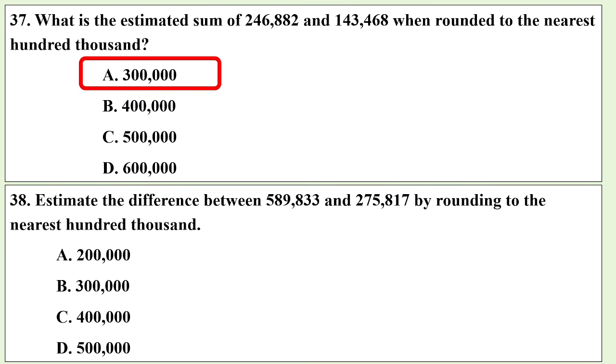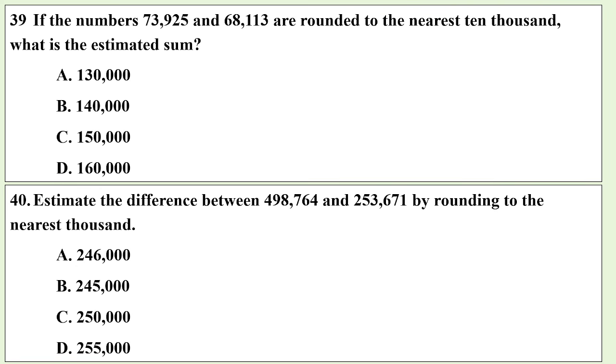Number 38. Estimate the difference between 589,833 and 275,817 by rounding to the nearest 100,000. So the answer is letter B, 300,000.